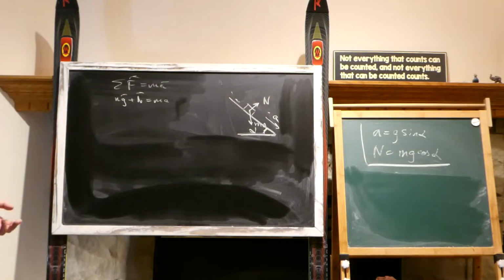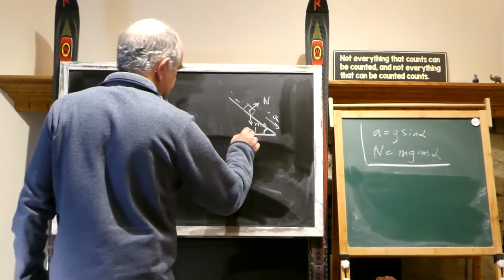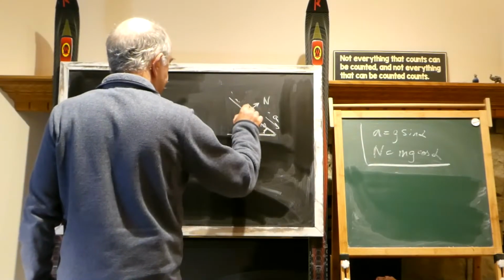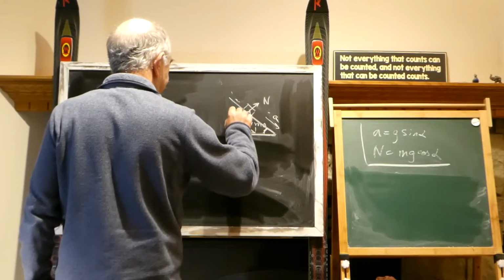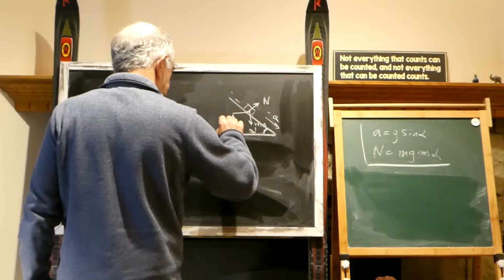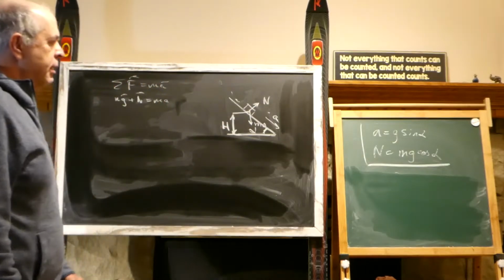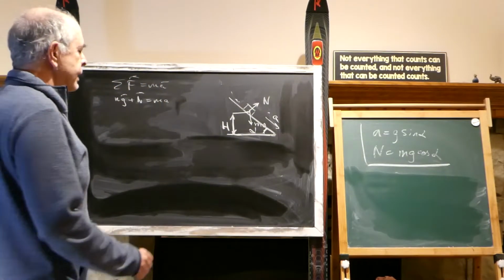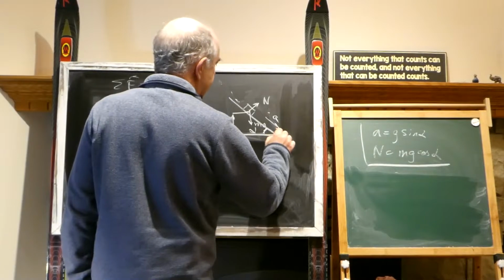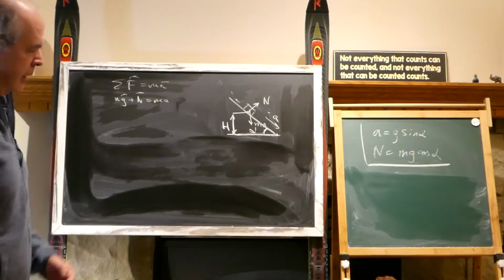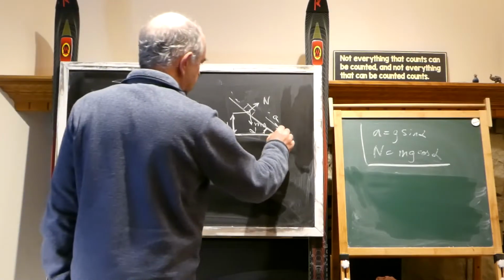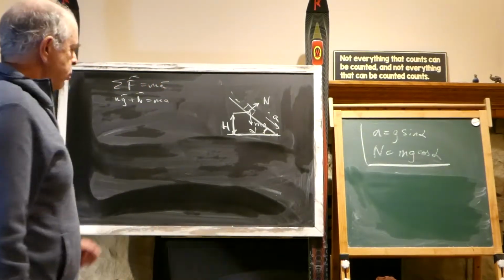And right now they're asking us a few questions. First of all, they tell us that the body starts at height h. This is the height that the body starts, 1 meter. And they want us to find the time, and they want us to find the speed at the bottom in this situation.